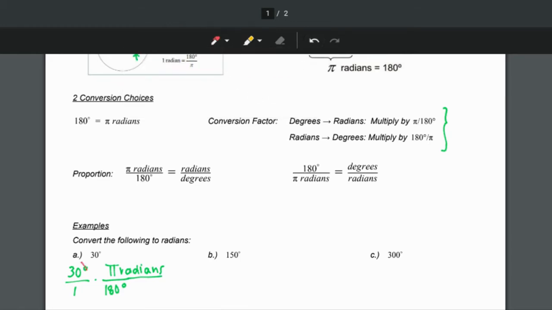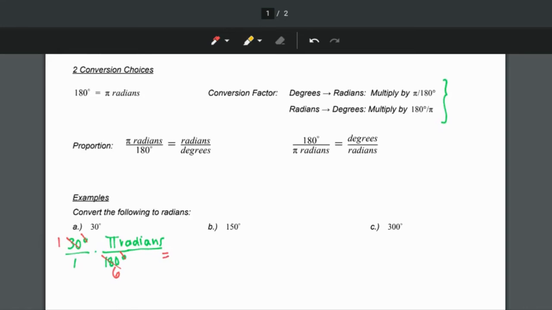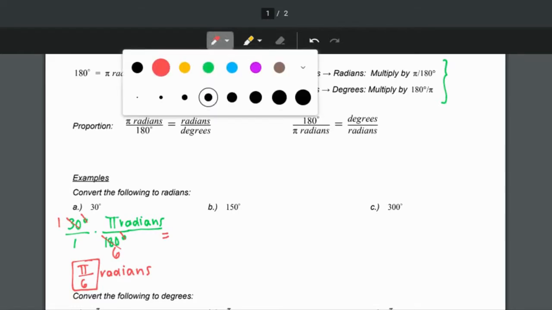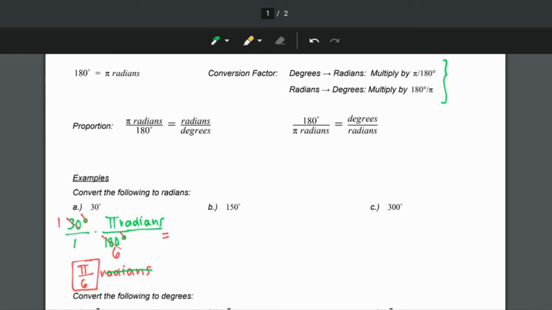So the degree symbols would cancel out. 30 over 180, that's 1/6. And then I have pi over 6, or you can call it pi radians over 6, or pi over 6 radians. But technically, when you provide your answer, you just say pi over 6. You can leave off the radians word. So that's not a unit. Radians are technically unitless.